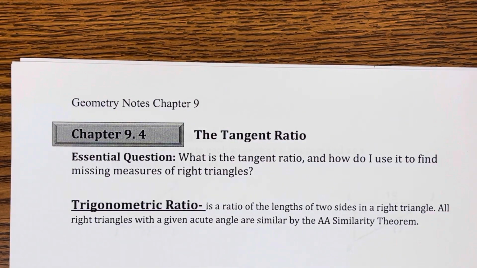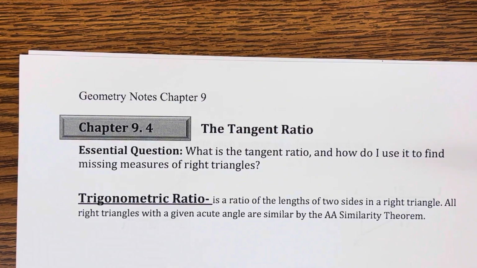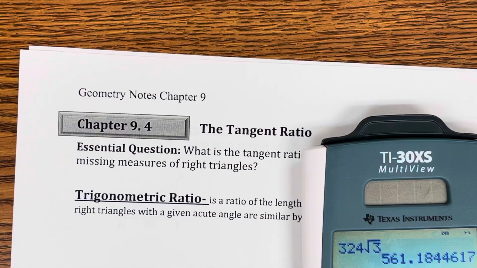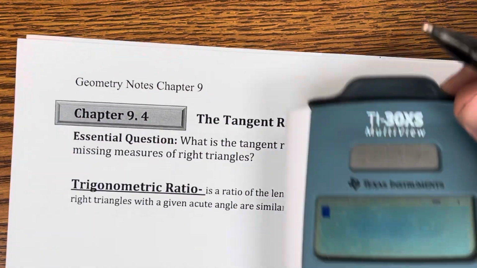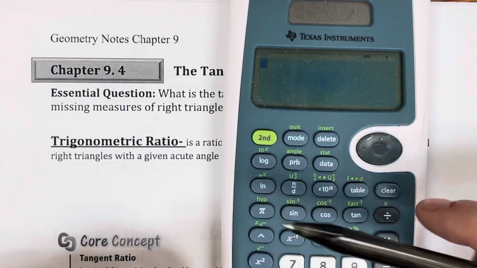Today we are going to start working with our sine, cosine, and tangent ratios. And the first one we're going to work with is tangent. Now, in order to do these, we really need to have a scientific calculator or a graphing calculator that has these three buttons on it. We need sine, we need cosine, and we need tangent.